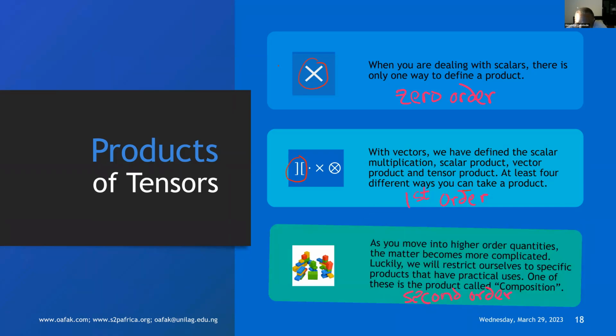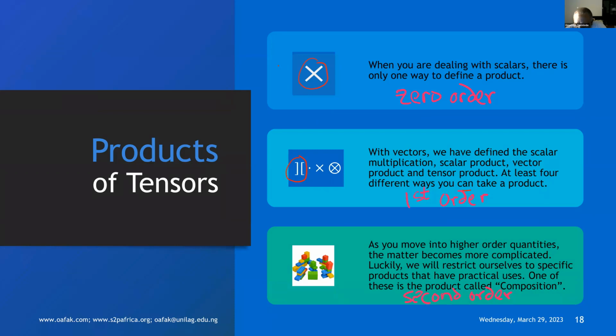Similarly, when you move to higher orders, the matter becomes far more complicated. It is possible to define up to 10 different products when you are dealing with tensors. Not all of them are equally useful. Not all of them are necessary. But I can easily define 10 different fully defined products when I'm dealing with second order tensors. First of all, I can be multiplying by scalar. I can be multiplying scalarly by a vector. I can be multiplying tensorially by a vector. There are several ways I can be multiplying.